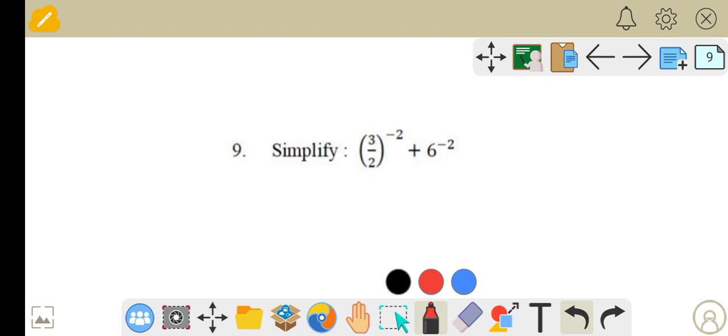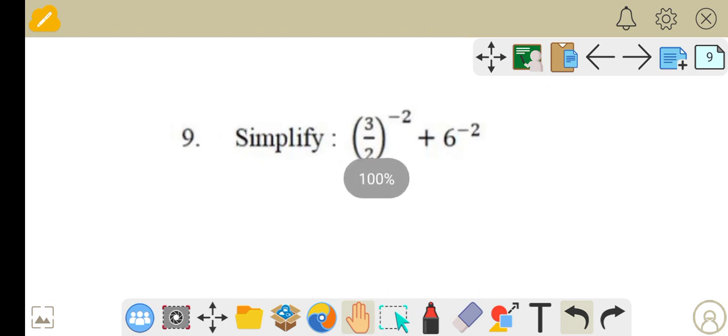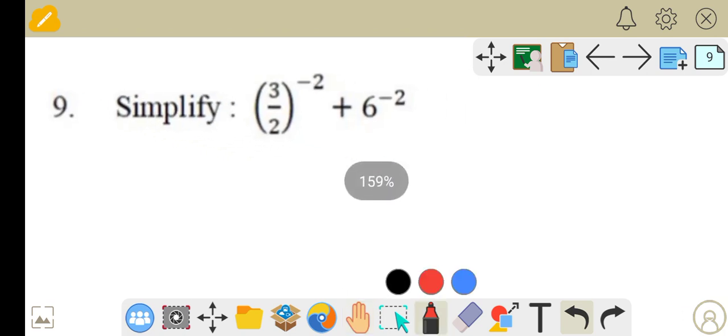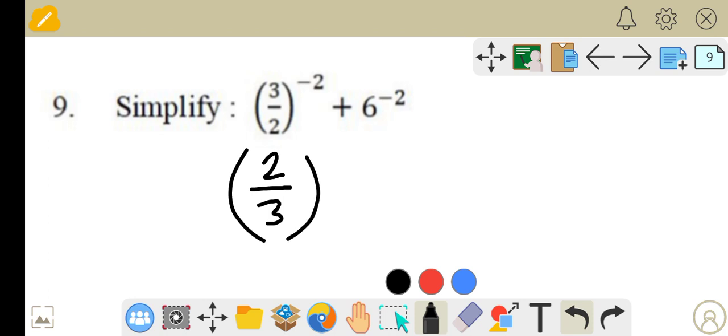Next question, simplify. It is written as simplify, so we need to solve in the last stage. It means we need to convert all the expressions into rational numbers, starting from the minus exponent. When we want to remove minus from the exponent, we can write it as 2 by 3 to the power 2 plus 1 by 6 to the power 2.